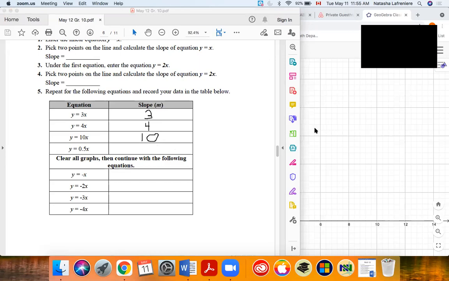Okay, so I'm not going to keep doing the investigation with the graph. I think you get the point. So this one, our slope would be 0.5. So whenever there's not a number in front of our x, assume that it's 1. And this is a negative. So -1, -2, -3, and -4.